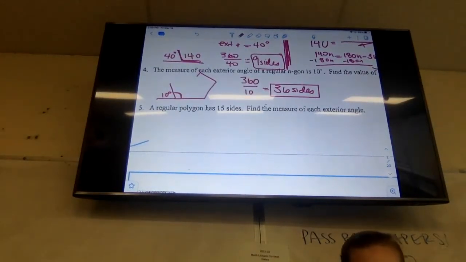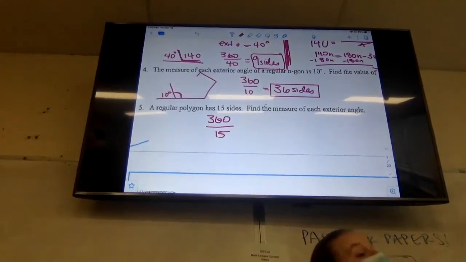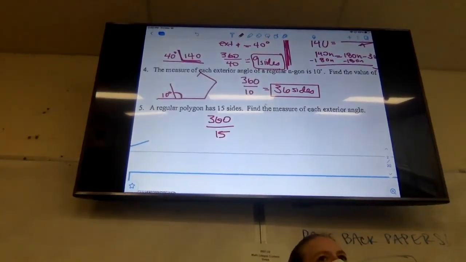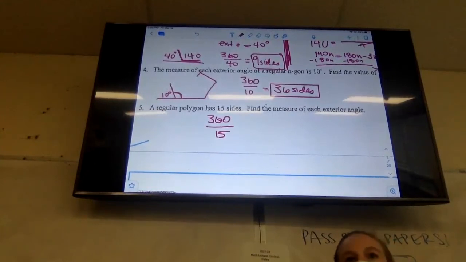Why is it 360 divided by 15? Because it's the opposite now. We are doing the opposite of what we were just doing. And why was it 360? Why was it not another number? Good. The sum of the exterior angles is 360. So there was no math to find that. We just had to remember that. And then we're going to divide those two.